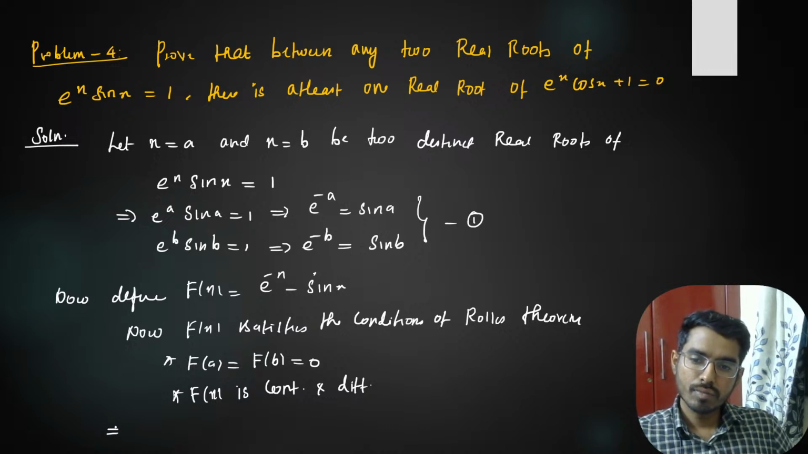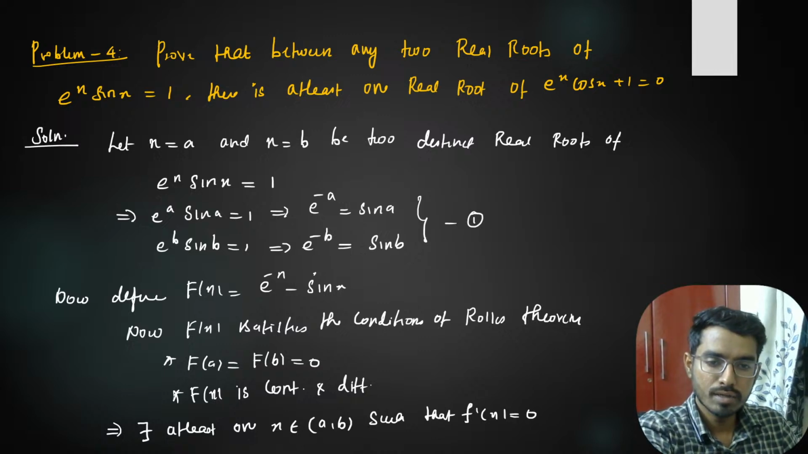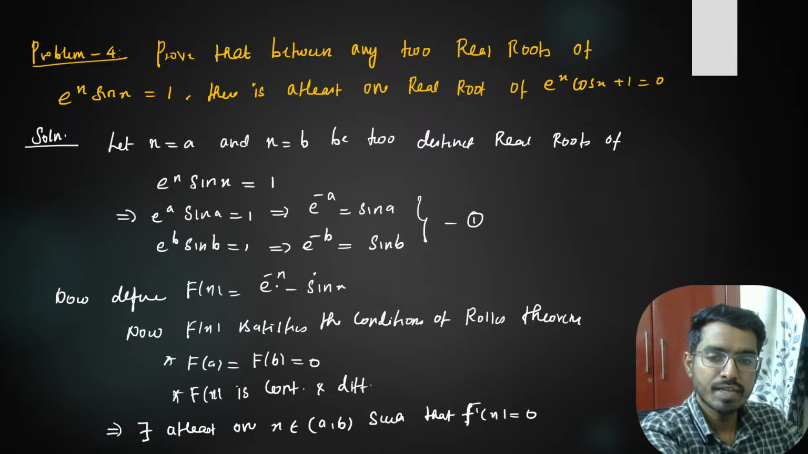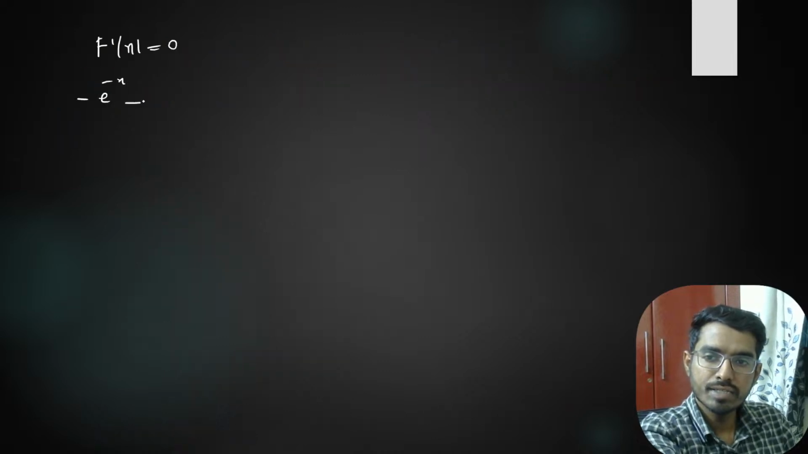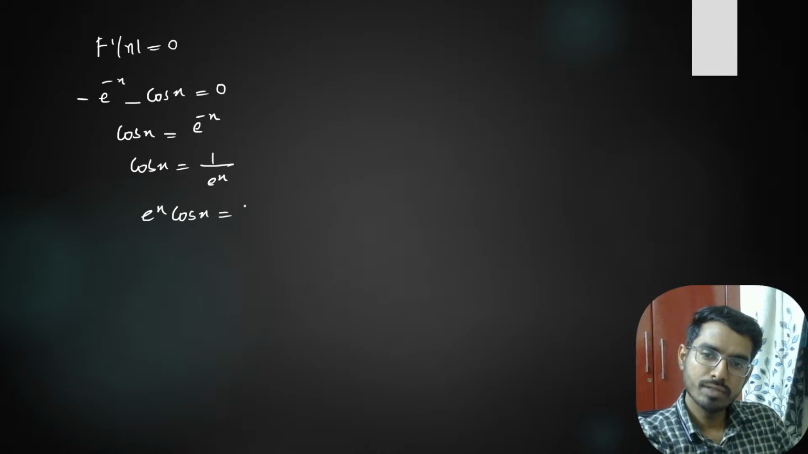So this implies there exists at least one x in the interval a comma b, such that F dash of x is equal to 0. Now what is the differentiation of e power minus x minus sin x? It is minus e power minus x minus cos x, which is equal to 0. So we have cos x is equal to e power minus x, that is cos x is equal to 1 by e power x. So we have e power x cos x is equal to 1.